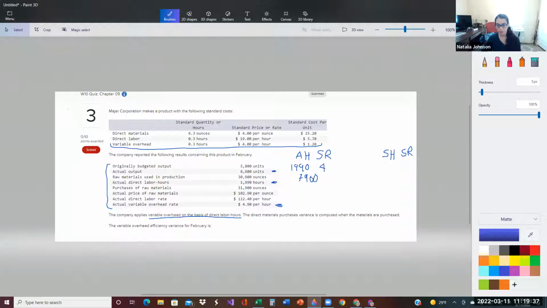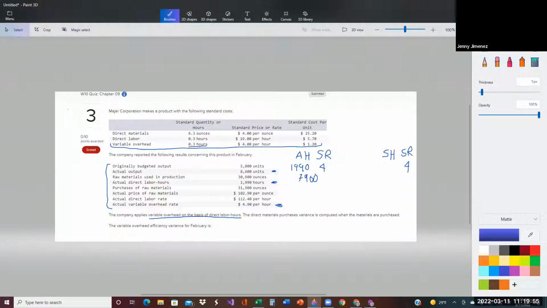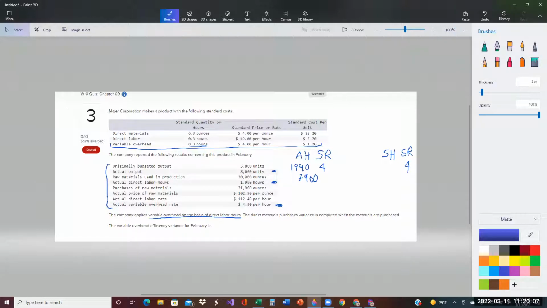Now, we know that the standard rate is 4 and the standard hours are 0.3 hours. Is that the number that we're gonna use here? No, we're gonna multiply it by the actual output. Perfect. So 0.3 times 8,600. Well, that makes sense on why I missed this one. Because when it says standard hours or standard output, I use the originally budgeted output, because that's usually the standard on the previous problems that we've worked.